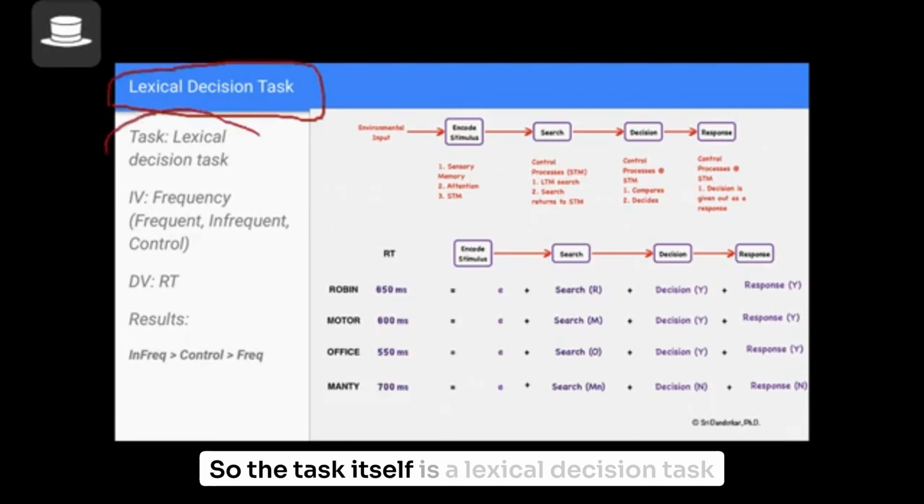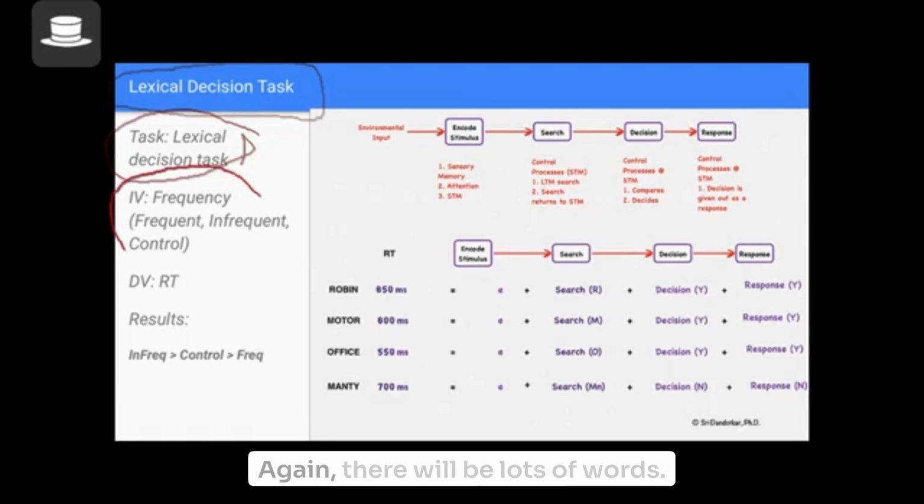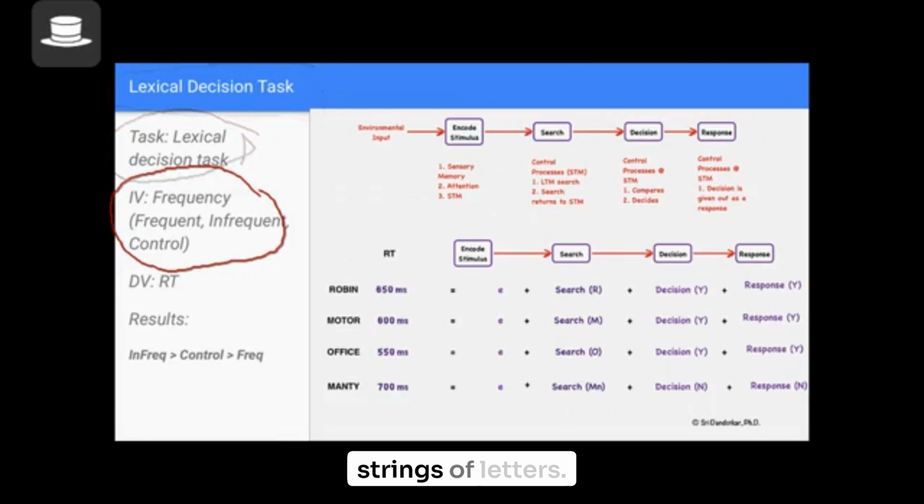So the task itself is a lexical decision task where the participants decide whether a string of letters is a word or a non-word. What the researchers manipulated in this example is the frequency. Again, there will be lots of words. I just showed you a few words here, a few strings of letters.